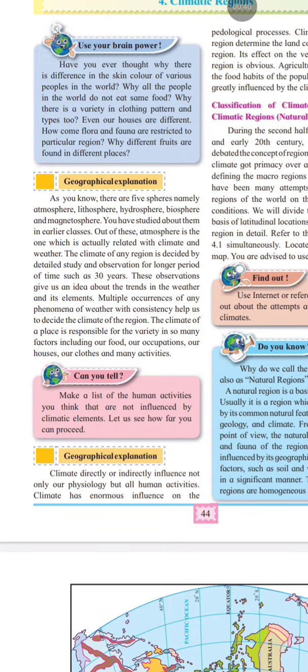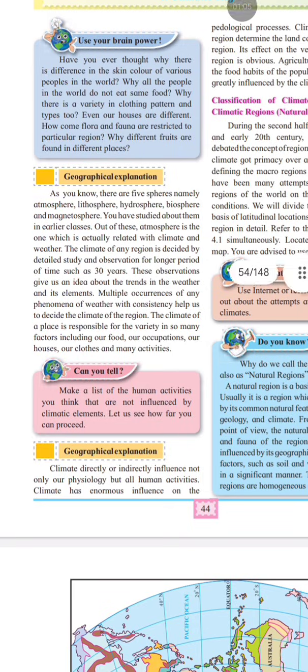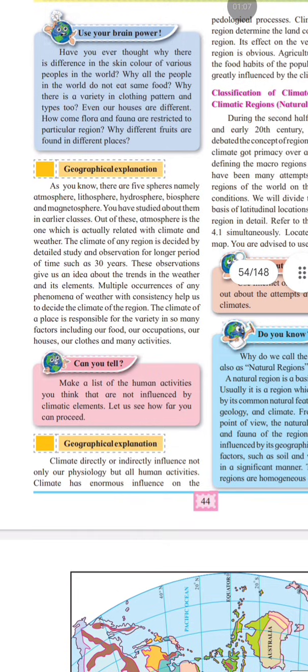Climate has a direct or indirect influence on our life. It affects our food, occupation, houses, clothes, and many other human activities. It also affects soil formation, vegetation, and agriculture. Now, climatic regions can be classified in different ways. In this chapter, we are going to study them mainly according to their latitudinal location. So, let's start with the first major category, low latitude regions.